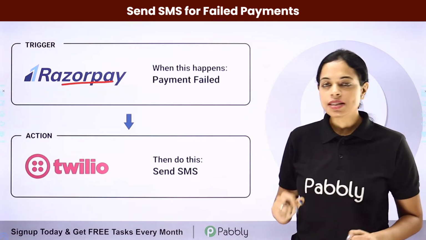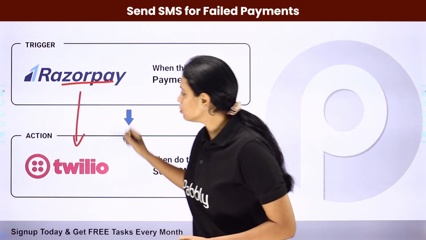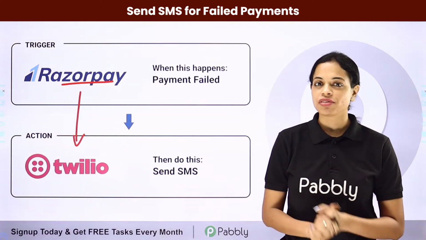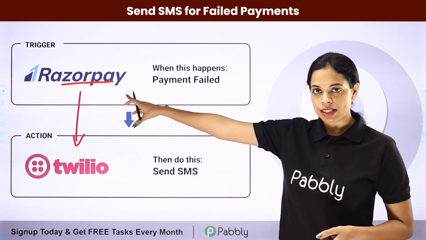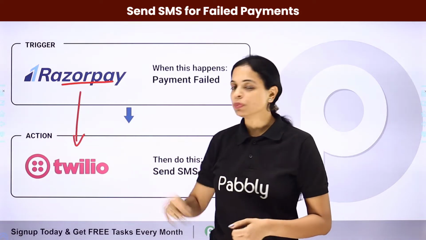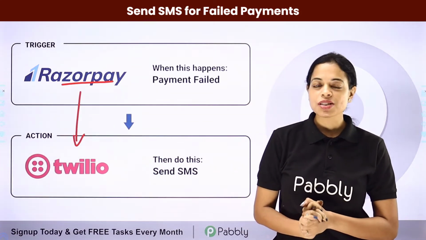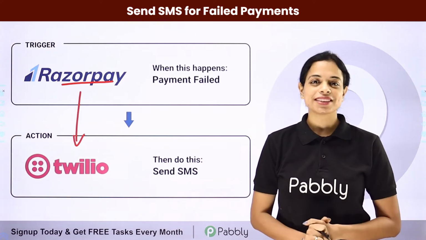Now, how can you do this? For this, you will have to set up some integration between Razorpay and Twilio, and the same thing can be done using Pabbly Connect software. Here, your trigger application would be Razorpay. Your action application would be Twilio. Now, how can you integrate and automate this entire process yourself? To understand that, let me take you to my screen.